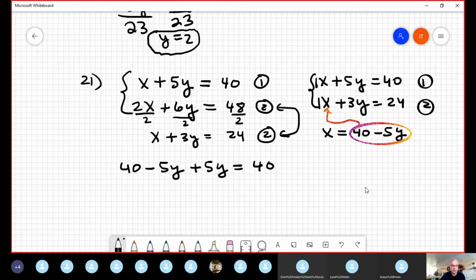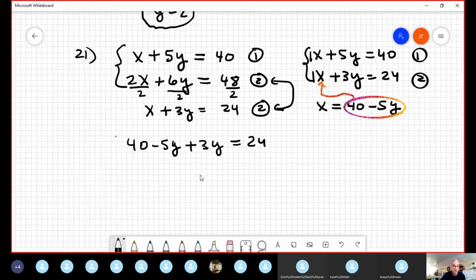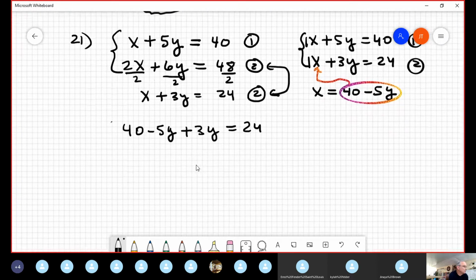Wow, something weird happened here, right? Sorry, I made a mistake. Forget about it. Use substitution here. So 40 minus 5y plus 3y equal 24. Correct? I substituted in the first one. No, it's wrong. Use substitution in the second, in the other equation.